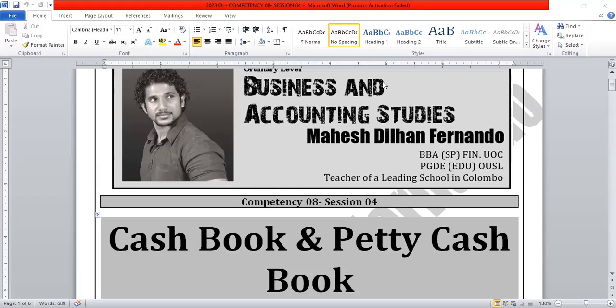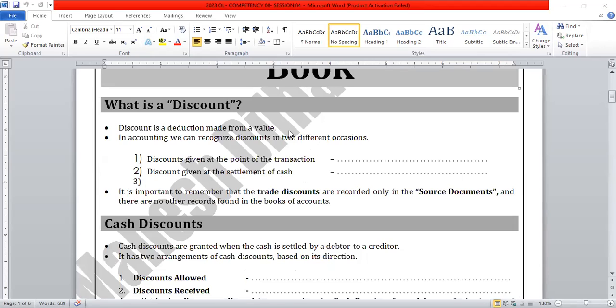So today we are moving to another area of cash book. Last week, in the last 2 weeks, if you can remember, we discussed the cash book when it is prepared under the normal method. Today I'm moving to the next part of the cash book, that is cash book with discount columns.